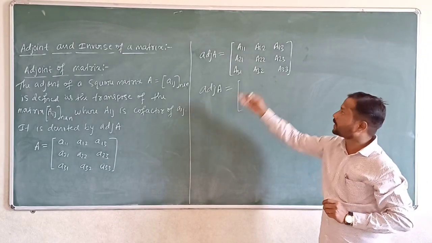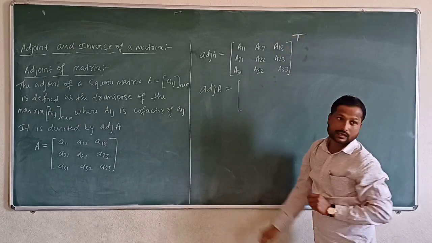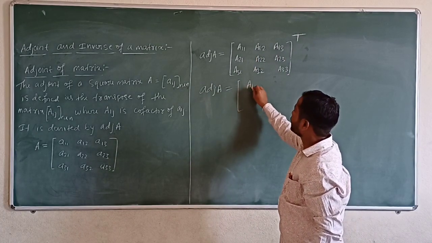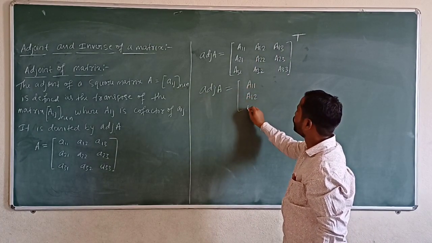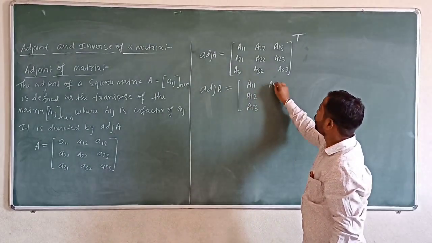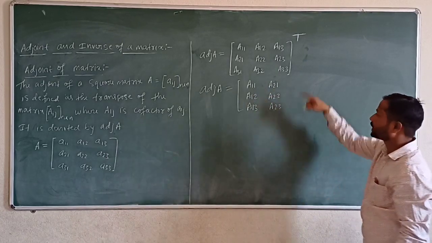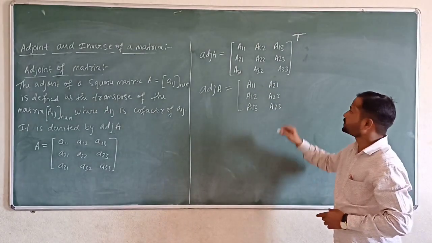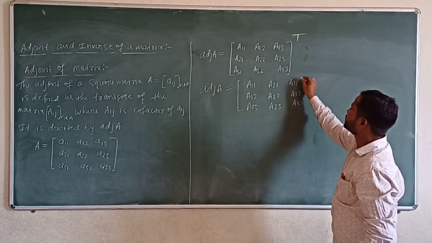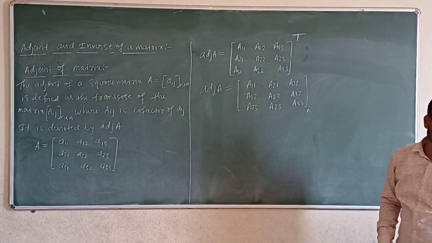That is not the matrix itself; we have prepared the cofactors of the matrix. What we have to do is transpose those cofactors. Now the first row becomes the first column: A11, A12, A13. Same as it is, A21, A22, A23, the second row becomes the second column. The third row becomes A31, A32, A33, the third row becomes the third column. This is the adjoint of the matrix.